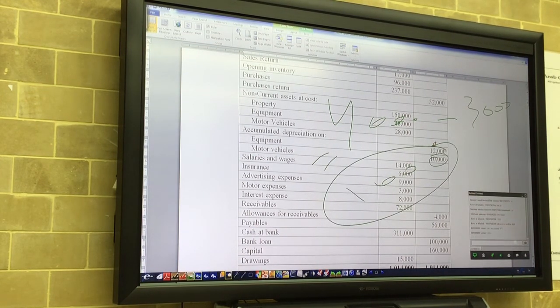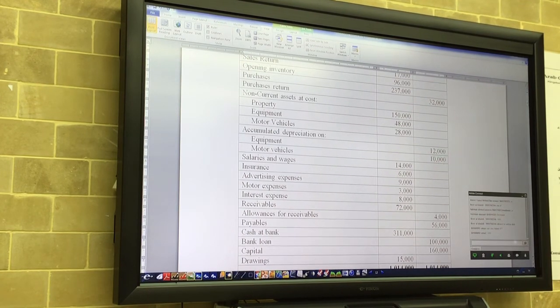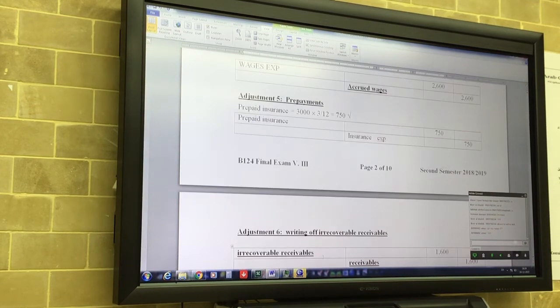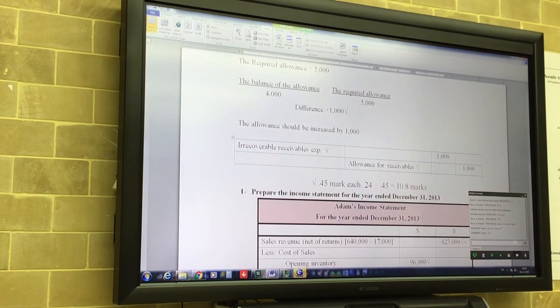But he said to decrease. So the adjustment entry will be allowance for receivables to unrecoverable receivables. You just reverse this entry. You put allowance for receivables as debit here, and unrecoverable receivables will be credit. Is it clear now?